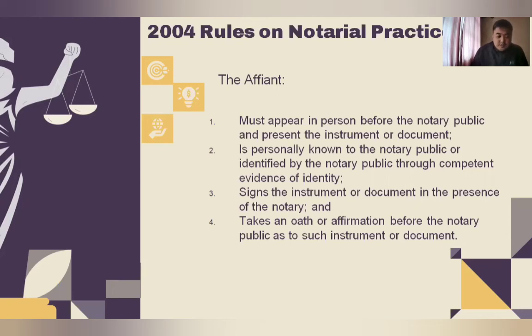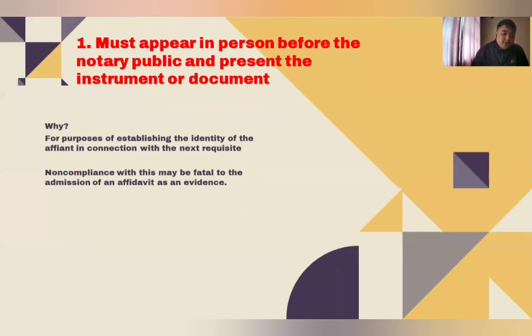So we will go over these rules one by one and discuss the rationale behind them. So the first, must appear in person before the notary public and present the instrument or document, or in our case, an affidavit. The purpose for this is the establishment of the identity of the affiant. This is in connection with the second requisite. Appearance before the notary public is very much necessary because in a lot of cases, a lot of affidavits and even some notarial documents have been deemed inadmissible for failure to comply with this requirement.